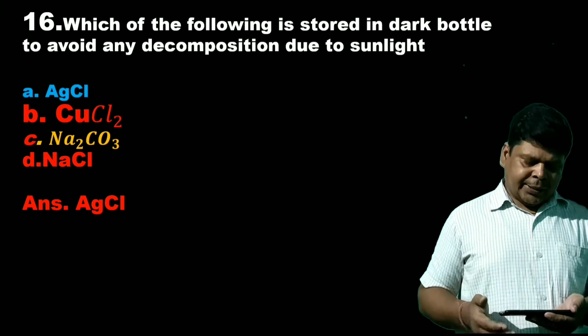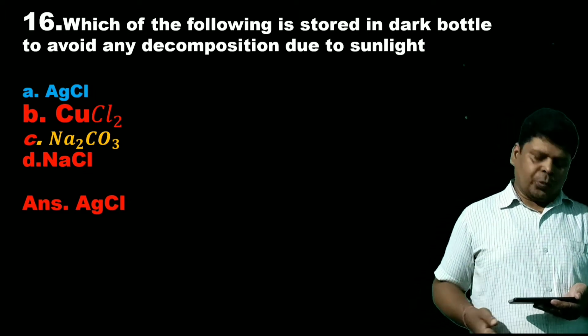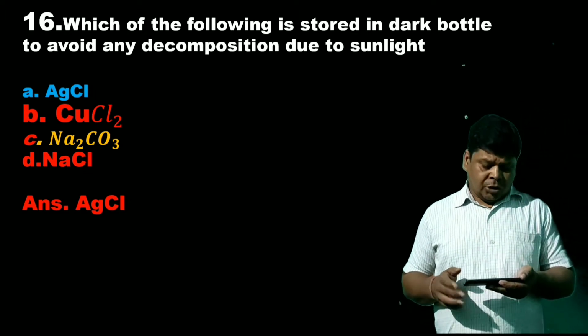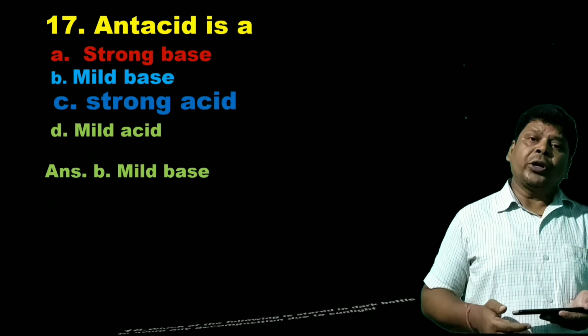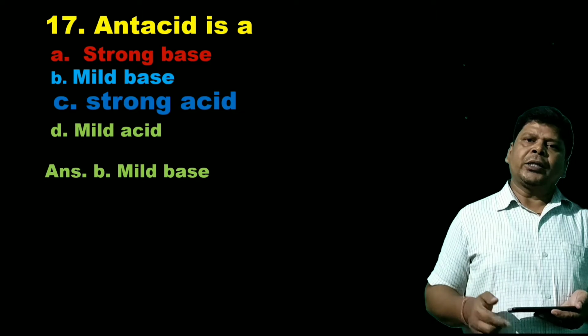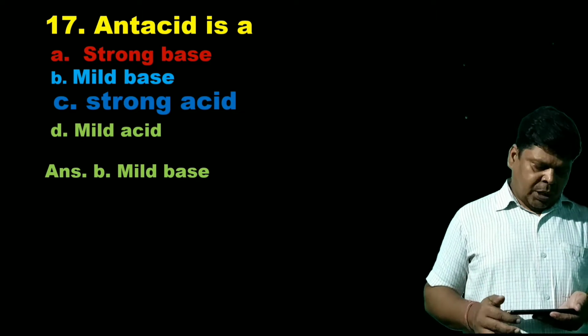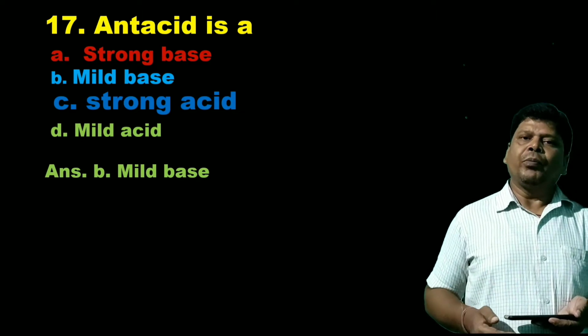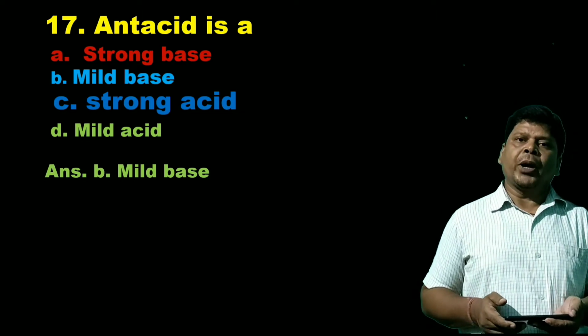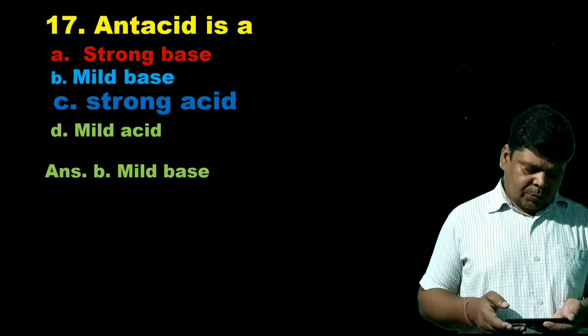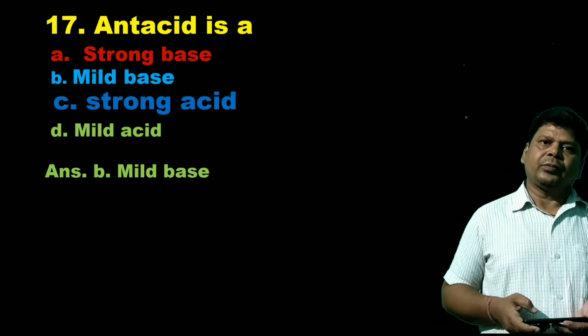Now antacid is a strong base, mild acid, strong acid. Antacid is a base, and this is a mild base like magnesium hydroxide or sodium bicarbonate. B is the correct answer.